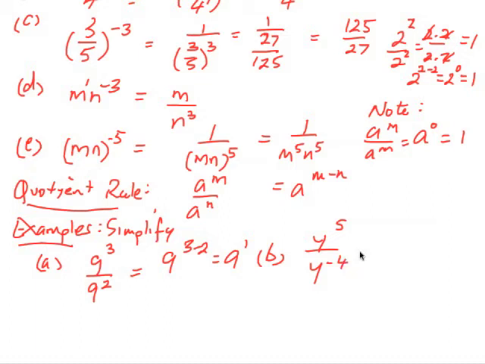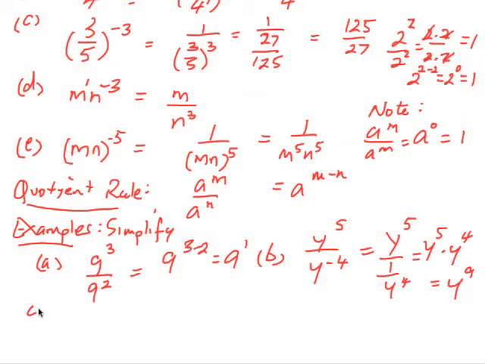Then this, of course, becomes y to the 5, and now this will be 1 over y to the negative 4. We invert and multiply, so we really have y to the 5 by y to the 4, which of course is y to the 9. Okay. Notice that we could do it here: 5 minus negative 4 would be 9. Okay, let's look at another one.